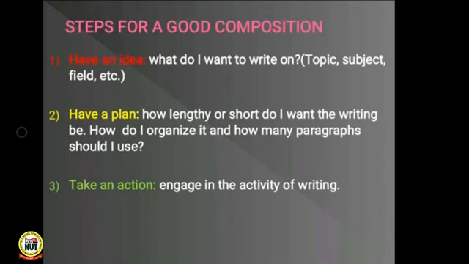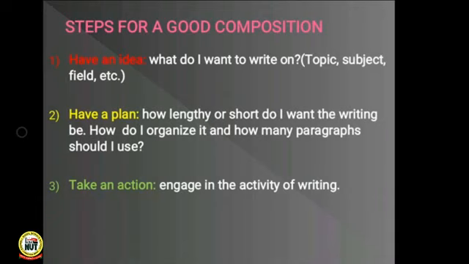Secondly, have a plan. How lengthy or short do I want the writing to be? How do I organize it? And how many paragraphs should I use? So always ask yourself these questions. Okay, I have an idea. Next, how do I go about this? Should I write it in 2 paragraphs, in 3 paragraphs? Each of these paragraphs, what points will I include? What ideas would I include? Or do I want it to be very lengthy? If I want it to be lengthy, then in how many paragraphs do I want to write this composition? So always have this at the back of your mind.